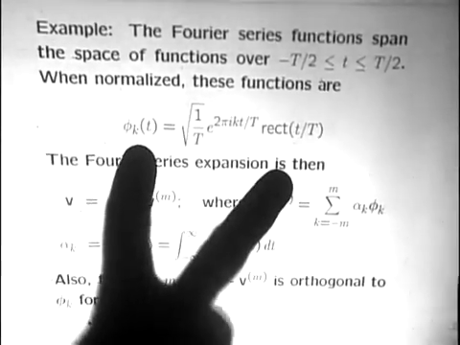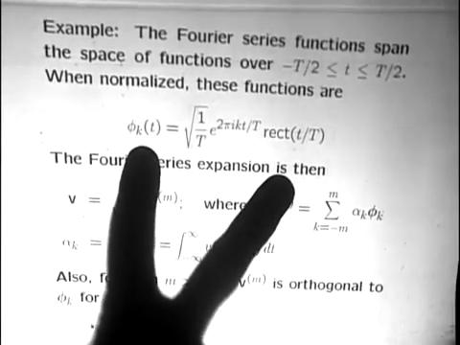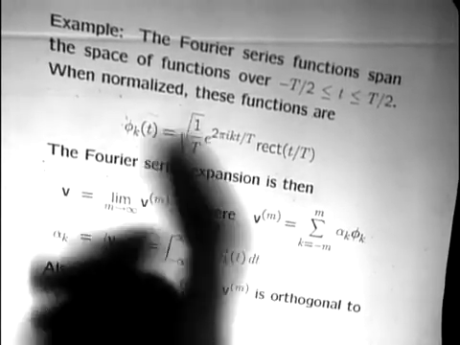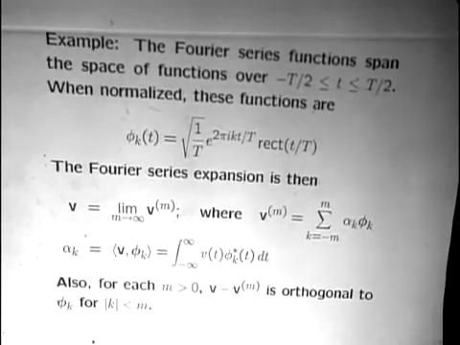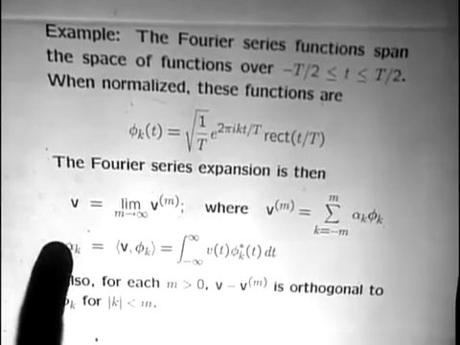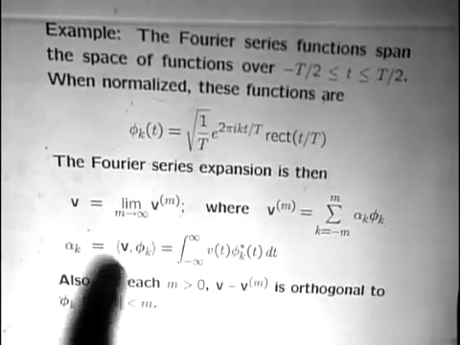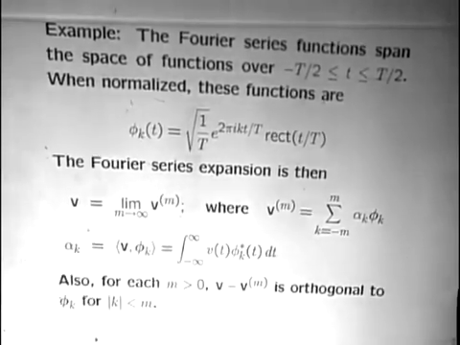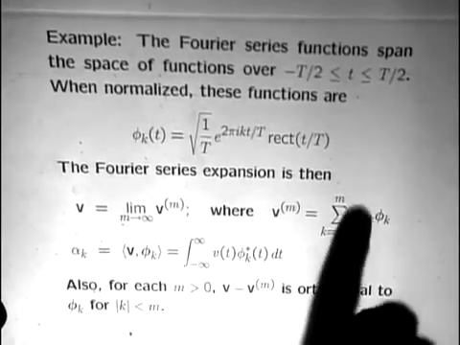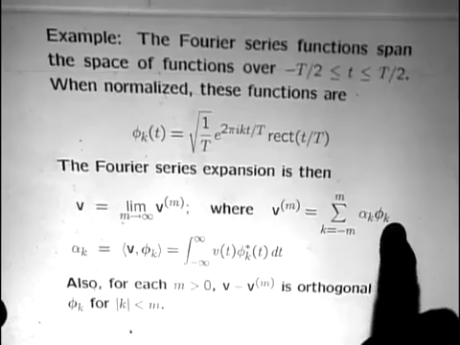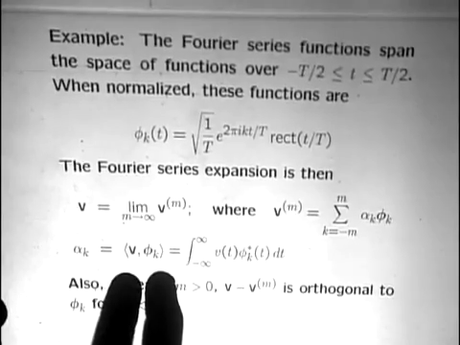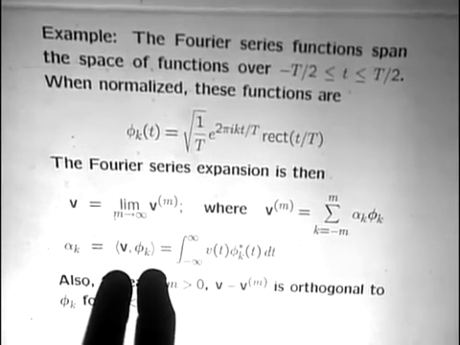When you view the Fourier series functions in this way, it's nice because they're orthonormal. It's not nice because the square root of 1 over T appears every place. But the nice thing about it is that when you expand in the Fourier series, you don't find this T anywhere. Namely, v is equal to the limit of these approximations, where the mth approximation is just the sum from minus m to m of alpha sub k times v sub k, and alpha sub k is just this inner product. Okay, so again, you get something nicer by looking at these things in terms of vectors.